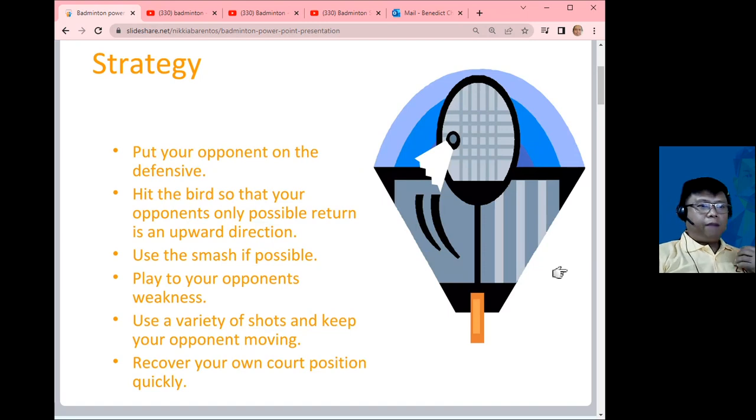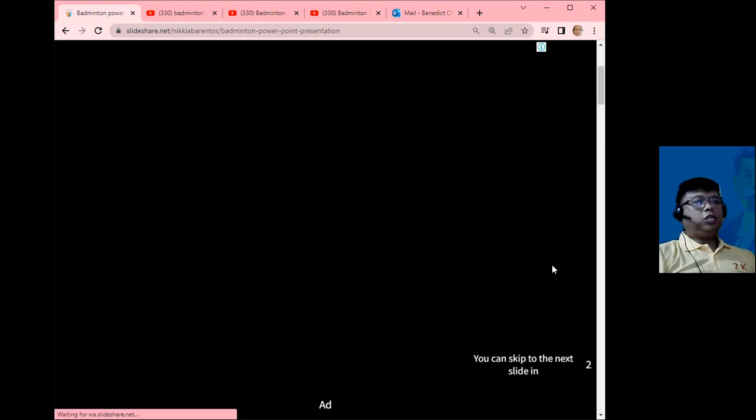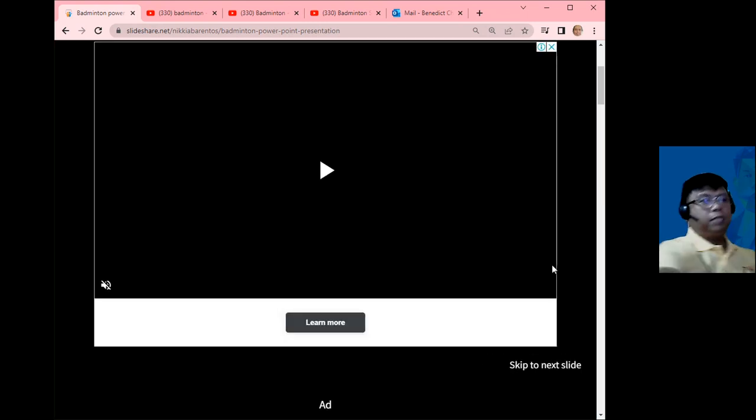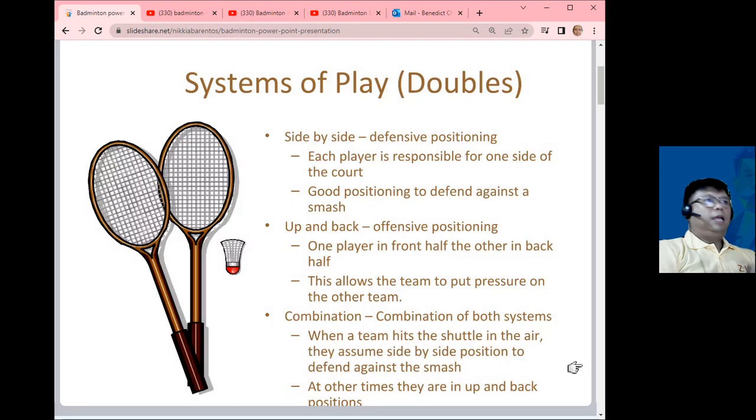Are they able, or do they have a hard time chasing the shuttlecock, or do they have a hard time going to the back, going in front, etc. You should be able to know the different types of shots, and you should be able to keep your opponent moving, and you should also know how to recover on your own court, particularly repositioning yourself as quickly as possible.